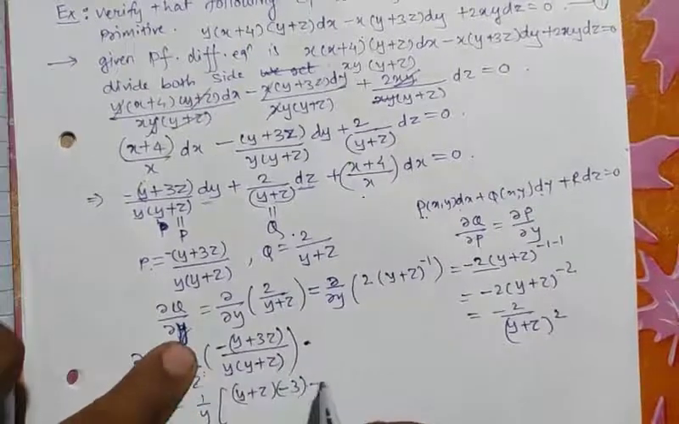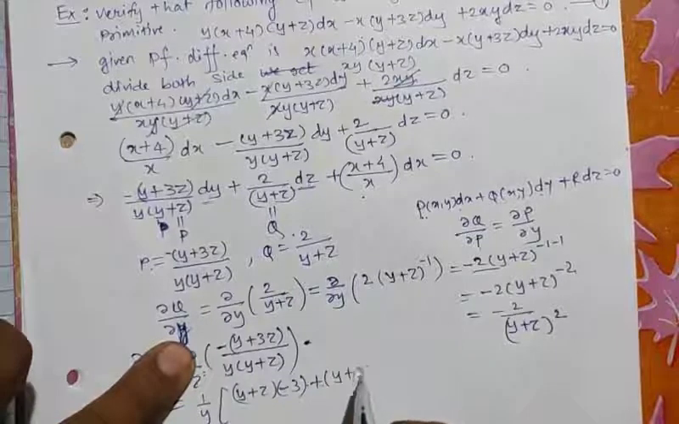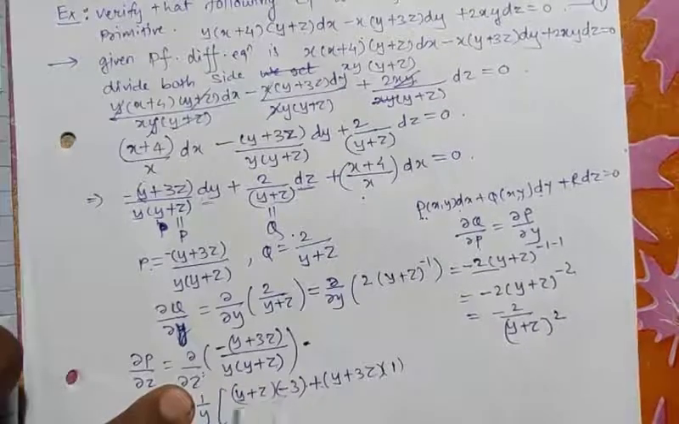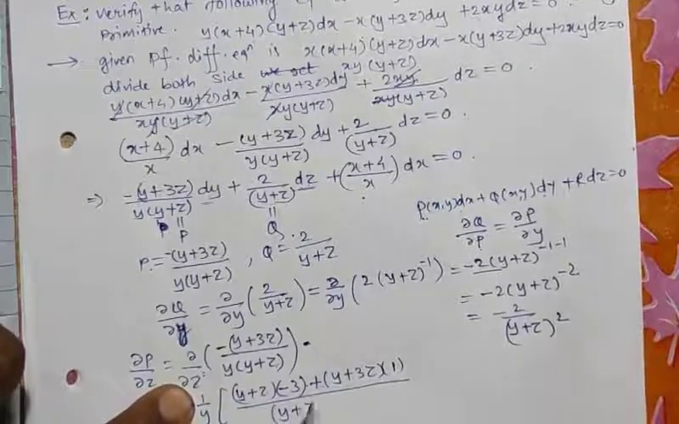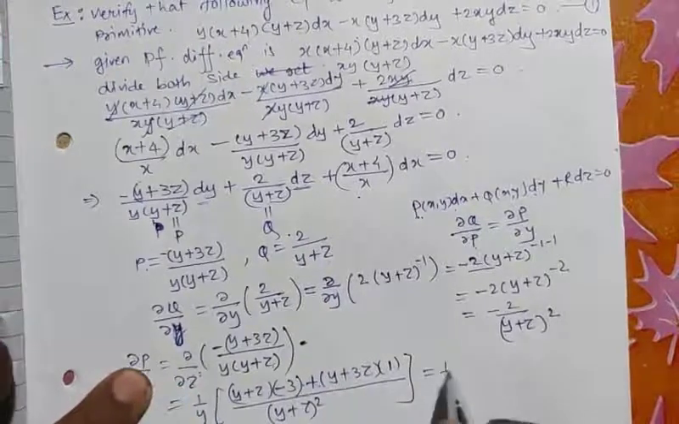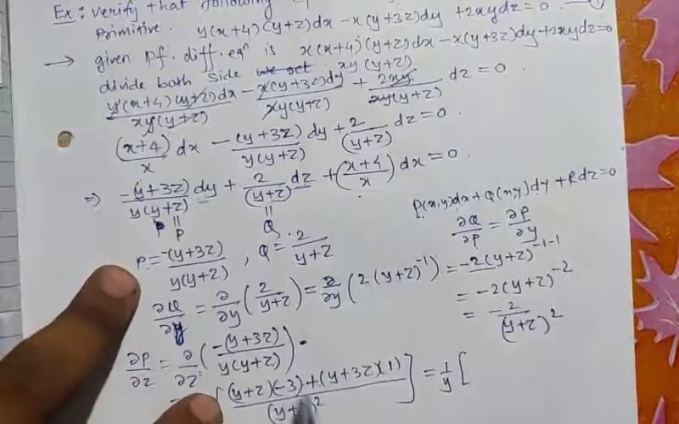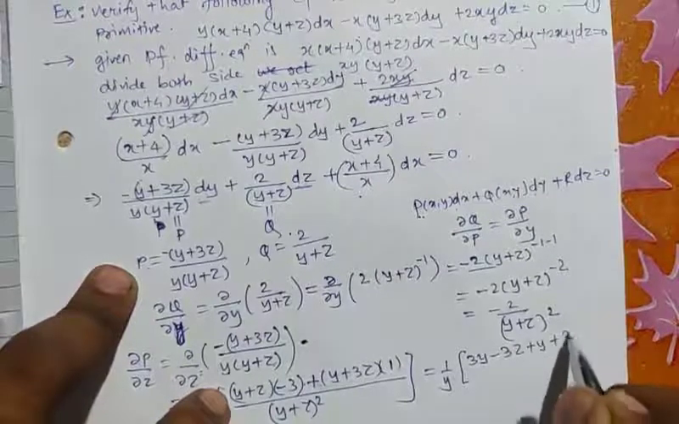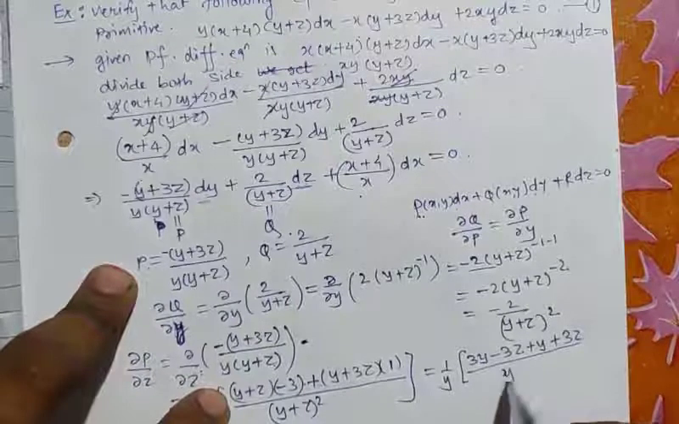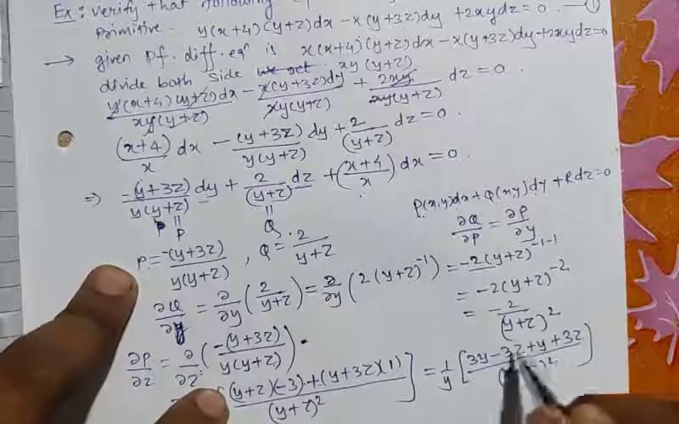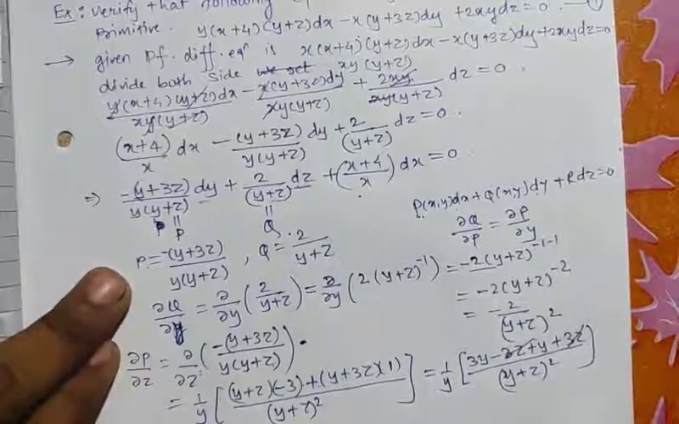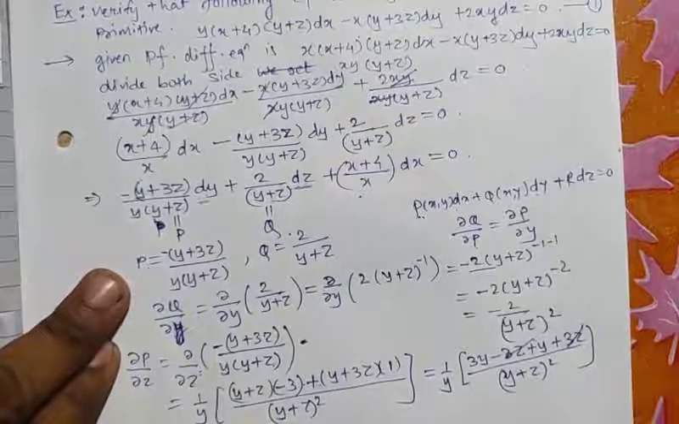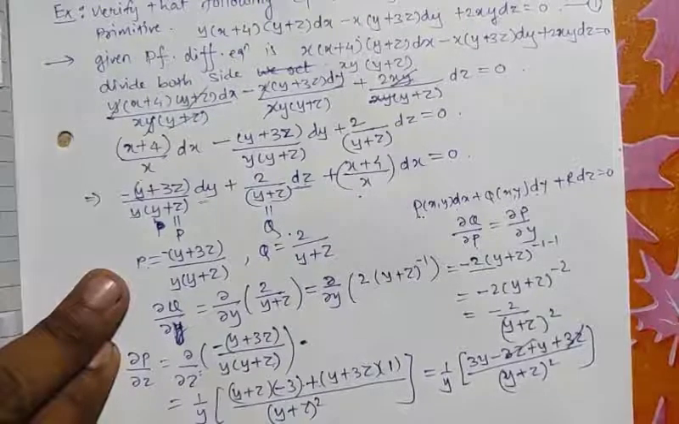Minus (y+3z) into the derivative of (y+z) with respect to z, which is 1, upon the denominator (y+z) squared. This is equal to 1/y as it is, into 3y minus 3z, next plus y plus 3z, upon (y+z) squared. So these terms cancel, and here we get 1/y into (3+1).